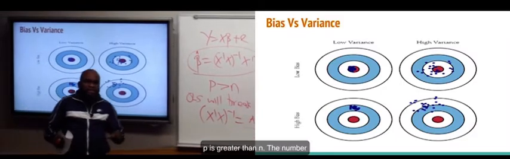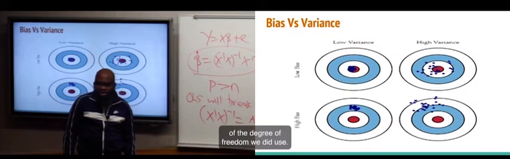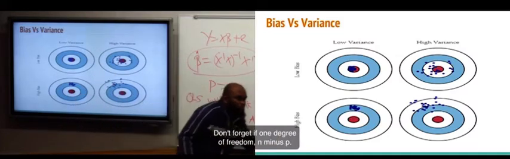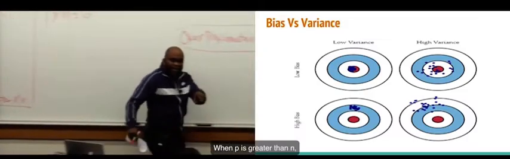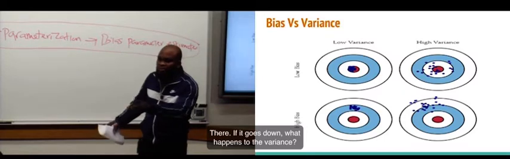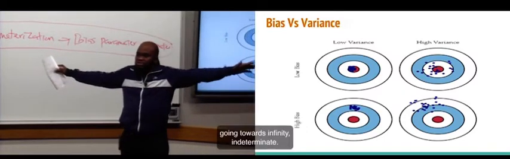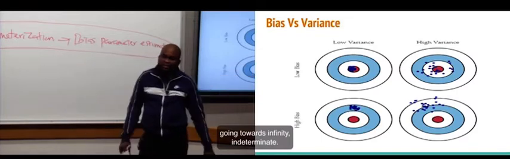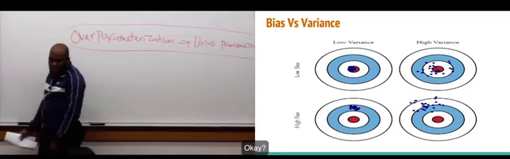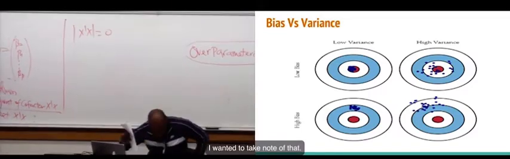Because when P is greater than N, the degree of freedom will reduce. Don't forget, the degree of freedom used to be N minus P, right? When P is greater than N, the degrees of freedom go down. Then if it goes down, what will happen to the variance? The variance will go towards infinity, indeterminate. I want you to take note of that.